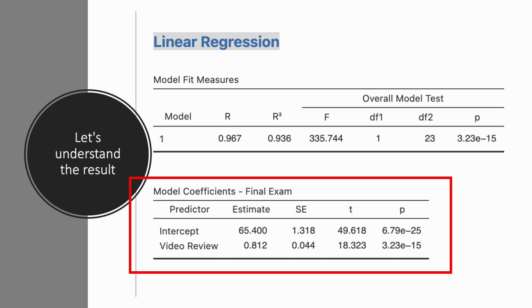SE, standard error. This measures the accuracy of the intercept estimate. A smaller standard error indicates a more precise estimate. T-value tests whether the intercept and the video review coefficients are significantly different from 0. A high t-value indicates that the intercept is significantly different from 0. P-value, both the intercept and the video review predictor have very small p-values, 6.79 times 10 to the power of negative 25 and 3.23 times 10 to the power of negative 15, respectively, indicating that they are statistically significant.